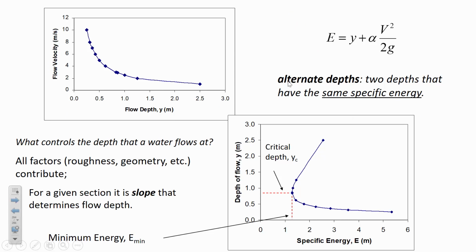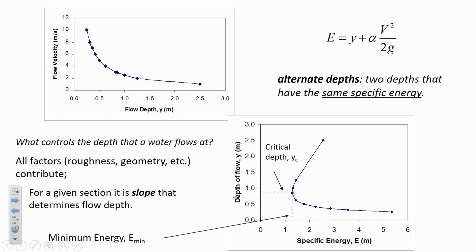So alternate depths, that's important terminology. It means two different depths that have the same specific energy. We'll talk later in the semester about hydraulic jumps. And when water goes through a hydraulic jump, it's going to jump up to the alternate depth that has the same amount of specific energy. Any questions so far?